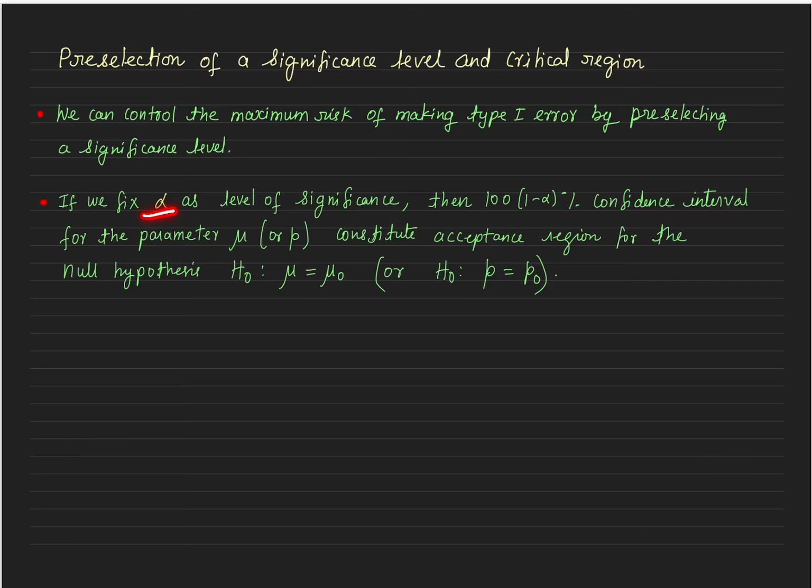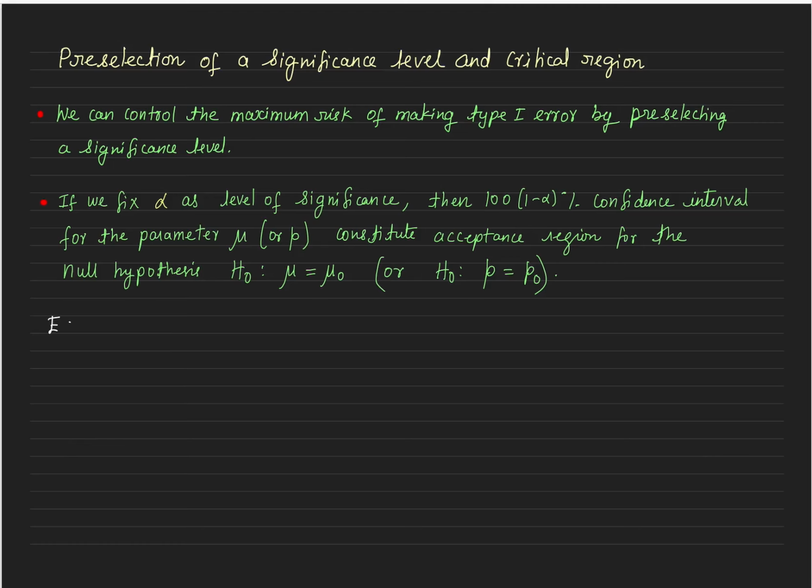If alpha is the probability of type 1 error, that is, if we fix alpha as the level of significance, then the 1 minus alpha percentage confidence interval for the parameter mu or P constitutes the acceptance region for the null hypothesis mu is equal to mu naught or P is equal to P naught. Okay, let me take an example so that you can understand these two statements clearly.